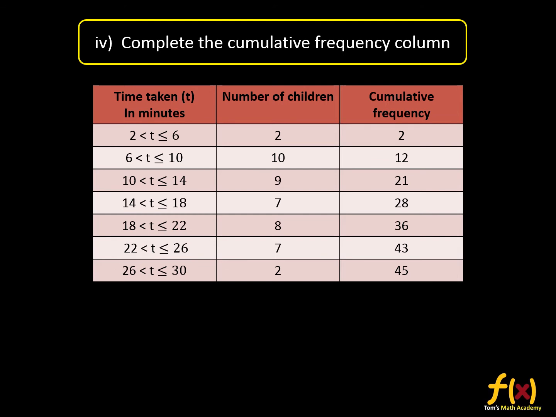Then we have question 4. Complete the cumulative frequency column. Okay, we have done it already. We do the calculations, adding and adding. The last number is 45 and the total number of children is also 45. If you don't get 45, go back and correct your mistakes.